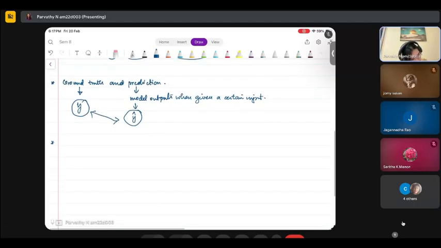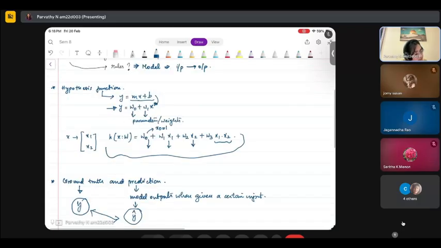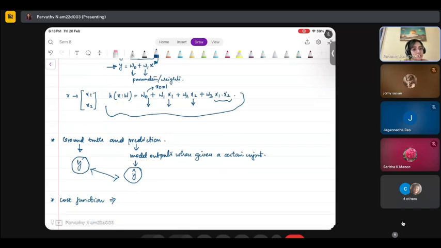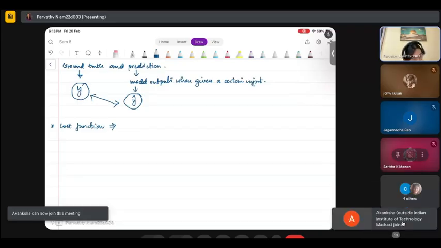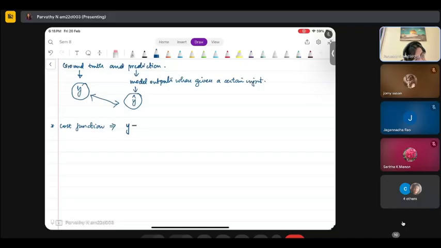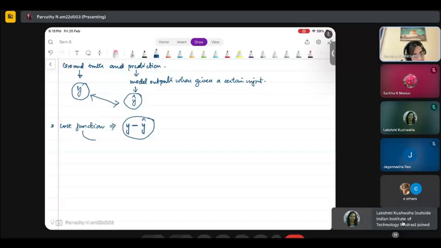Then another term that is introduced is the cost function. So here we said that the learning algorithm will find these parameters w0, w1, w2, w3, etc. Now you have to determine whether the set of weights that we have estimated from the algorithm is good or bad. So we need a single number that will tell us about the discrepancy between our y, which is the ground truth, and our prediction from the model, which is y hat. So this number is called the cost function.